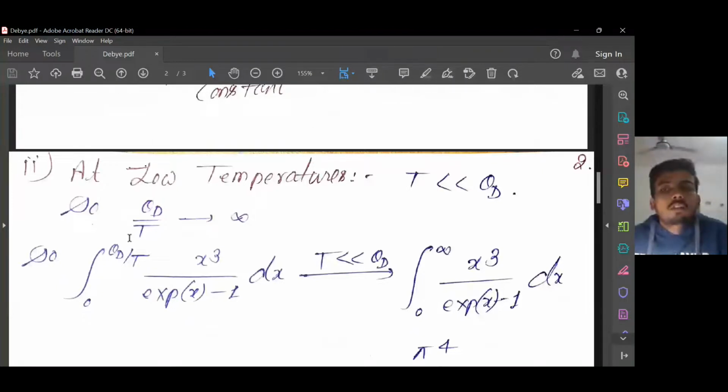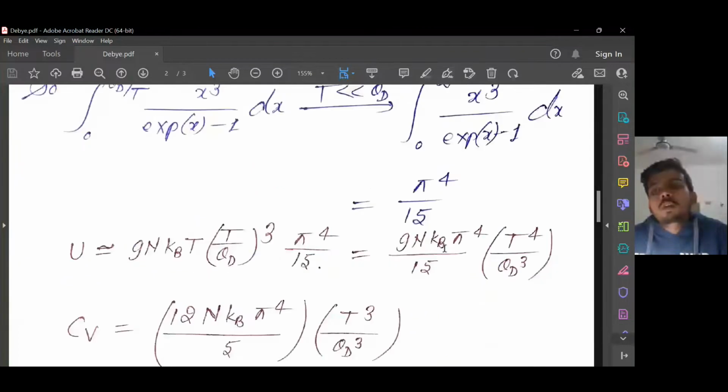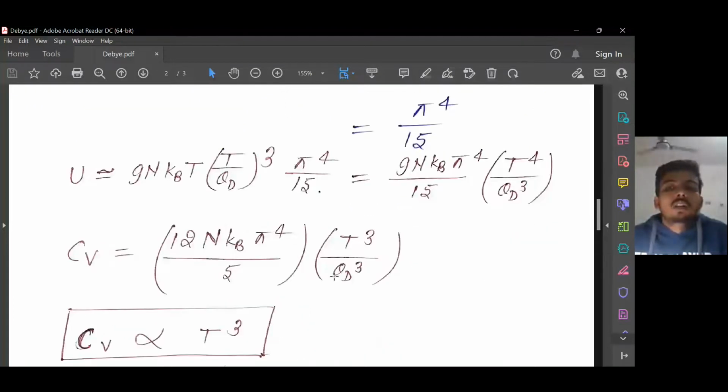And the energy value then comes out to be 9NkB π^4/15 · T^4/θD^3, where θD is the Debye temperature, and the specific heat is nothing but 12NkB π^4/5 · T^3/θD^3. Now you see all these quantities are basically constant, and even the Debye temperature is constant for a particular solid. Specific heat is basically directly proportional to T cube.